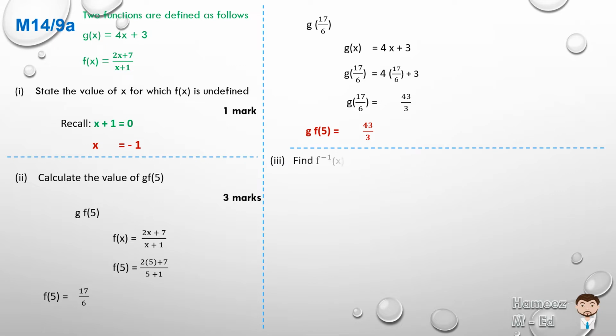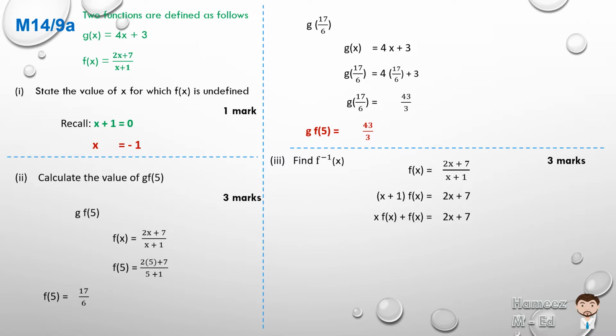Part 3 of the question, find f inverse x. So we want to find the inverse function of f. Let's write f of x is equal to 2x plus 7 over x plus 1. And if we bring the denominator across, we're going to get x plus 1, let's put it in brackets, times f of x is equal to 2x plus 7. And if we expand it, then we get x by f of x plus 1 times f of x is f of x. We don't need to write a 1, is equal to 2x plus 7.